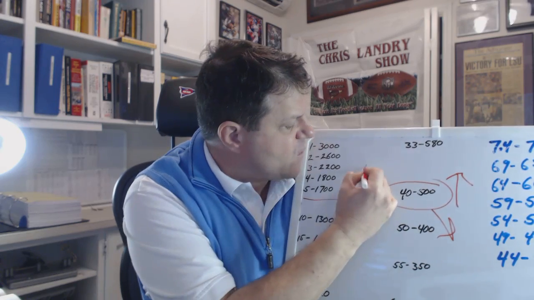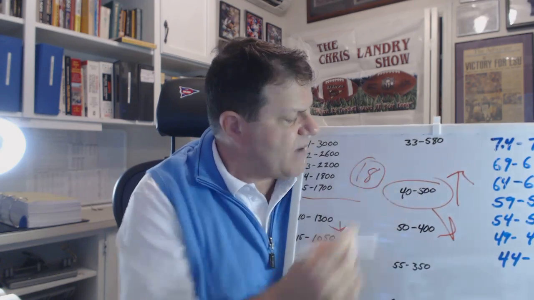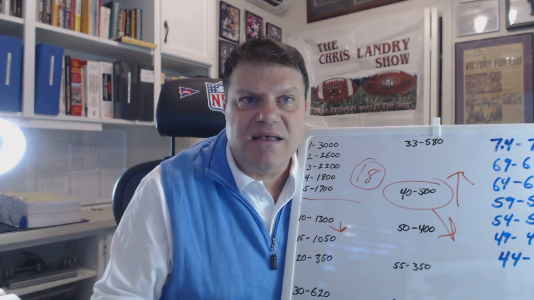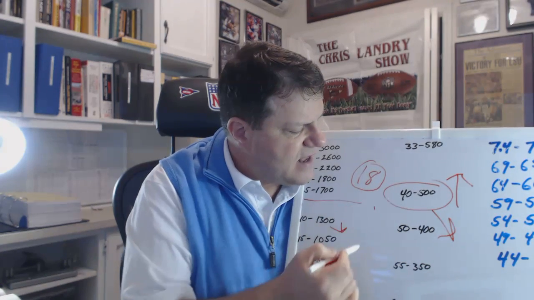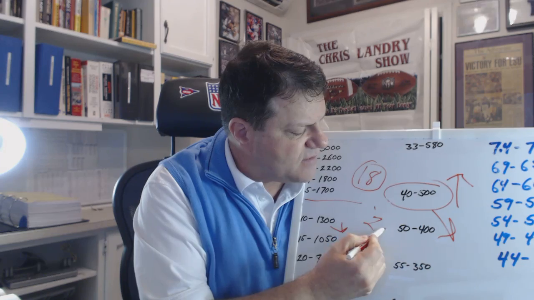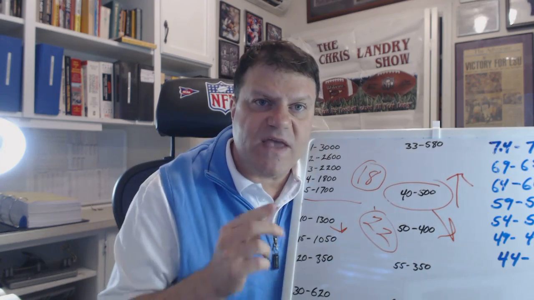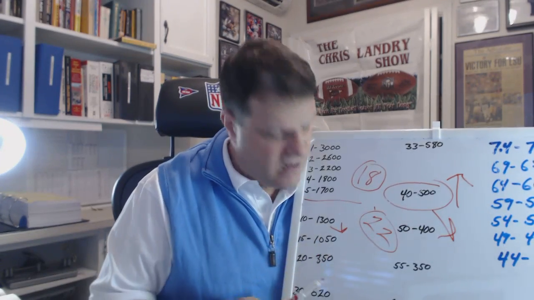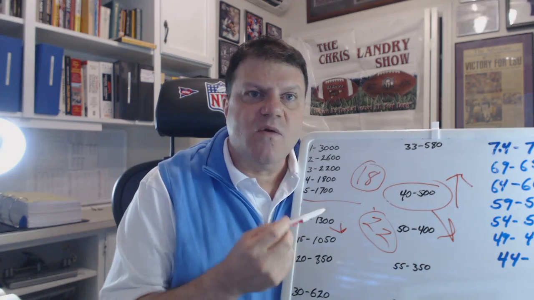The average amount of first-round grades on a given year by NFL teams is 18. This year I've got 19 players. I know that some teams have as many as 22. It varies, but the average number is 18. So you can start doing the numbers on where the cutoffs are.